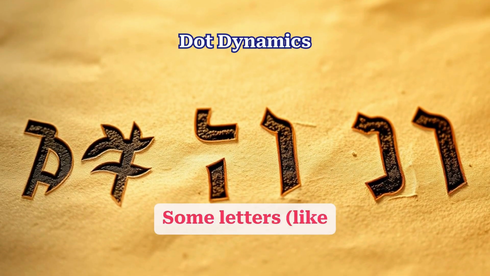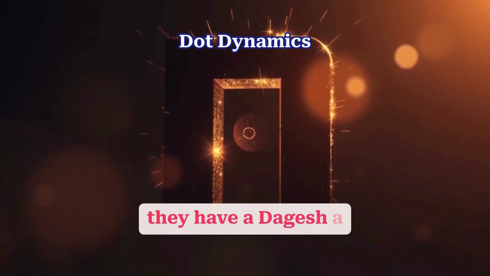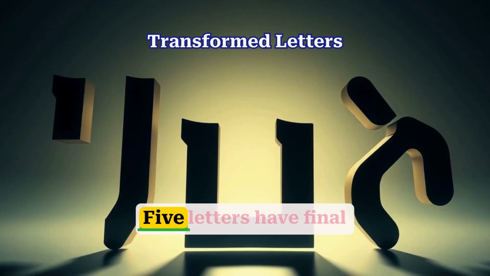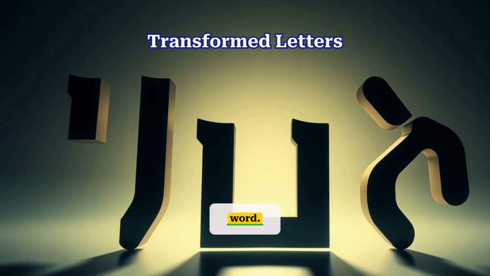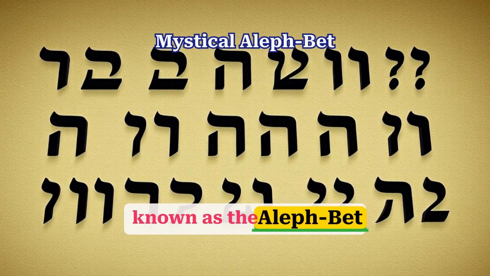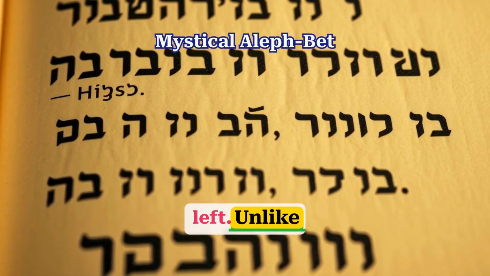Some letters, like bet, kaf, and pe, change sound based on whether they have a dagesh, a small dot inside the letter. Five letters have final forms, sofit, that change shape at the end of a word. The Hebrew alphabet, known as the alef-bet, consists of 22 consonants and is written from right to left.